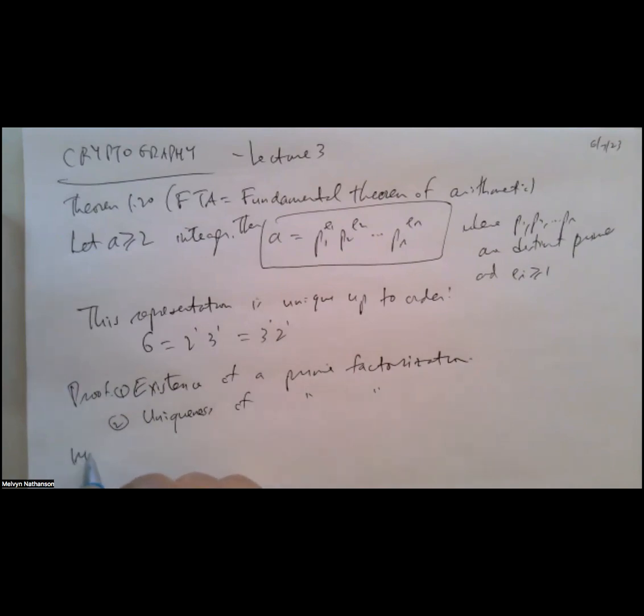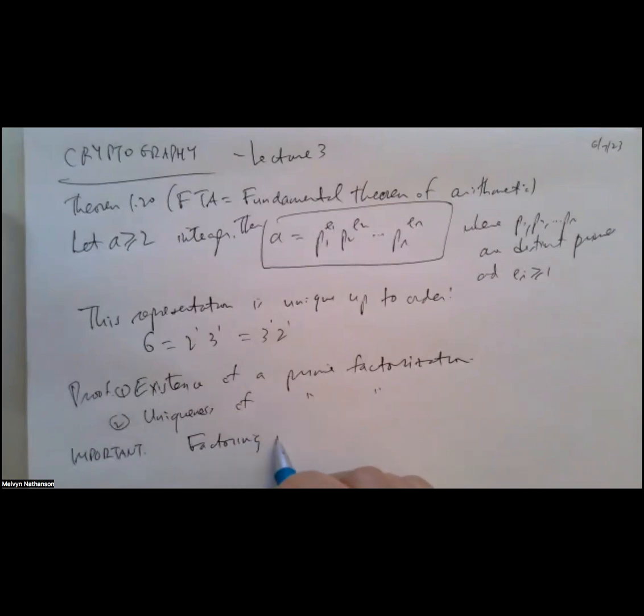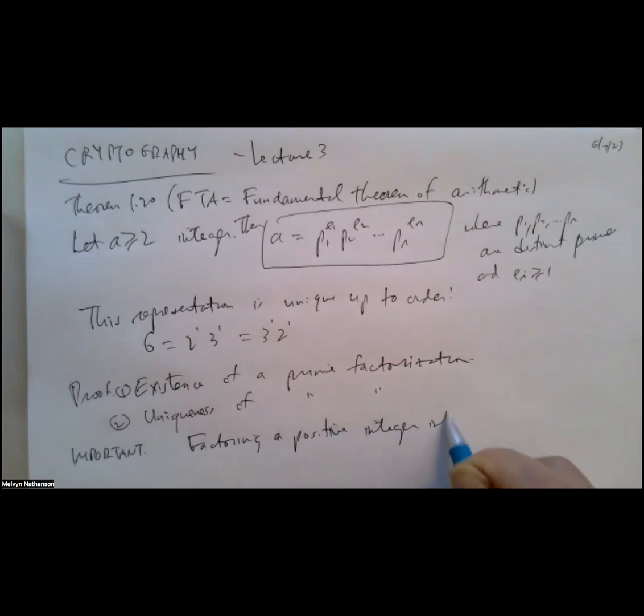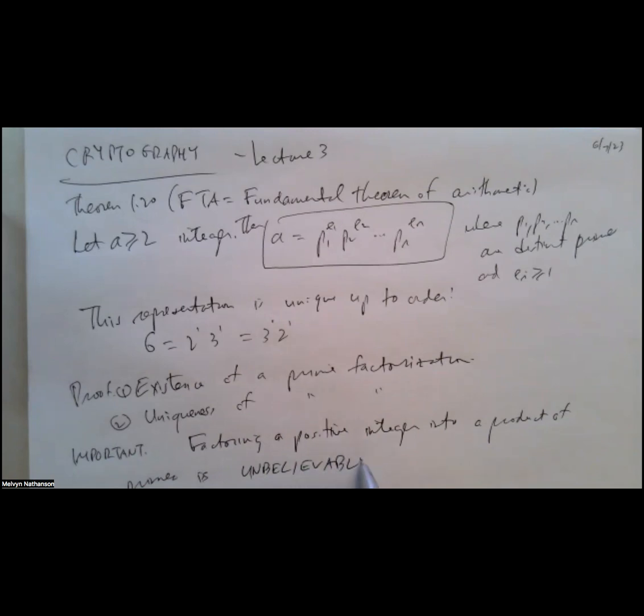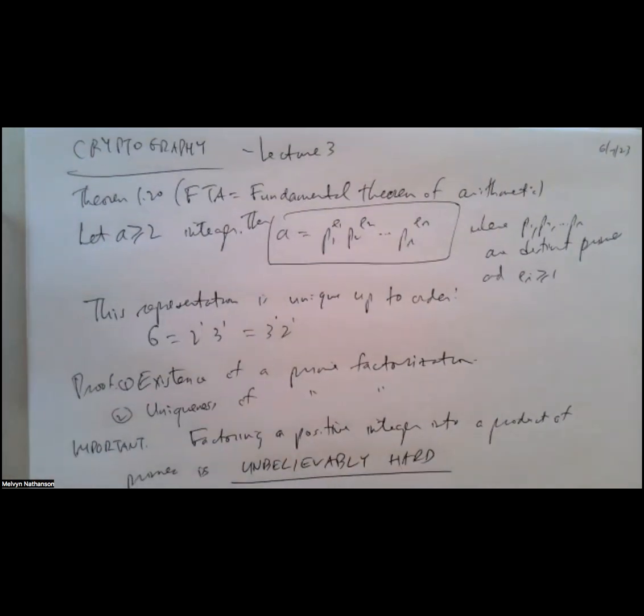Let me add one important remark. Factoring a positive integer into a product of primes is unbelievably hard. Now, you might not think it's so hard, because, for example, you could go to Maple and ask Maple to factor a number for you.